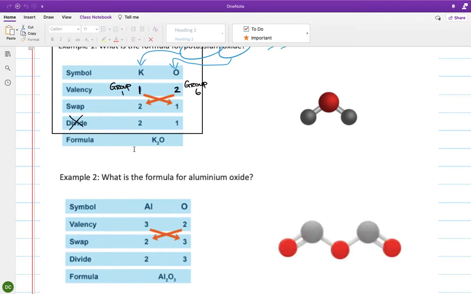So it's 2 potassiums, 1 oxygen. And the molecular formula is K2O. 2 potassiums, 1 oxygen.